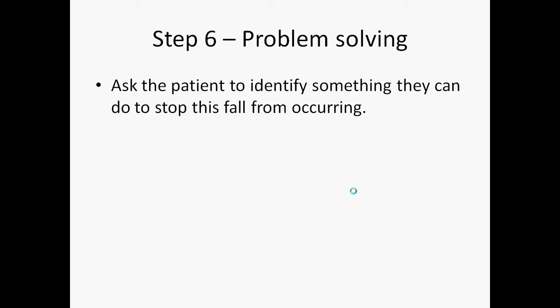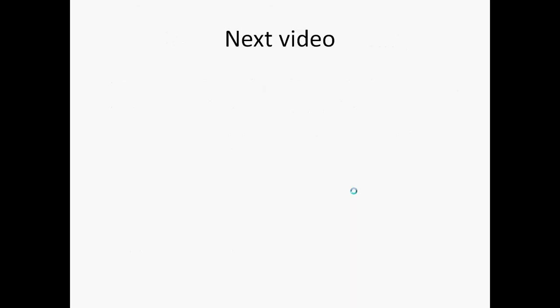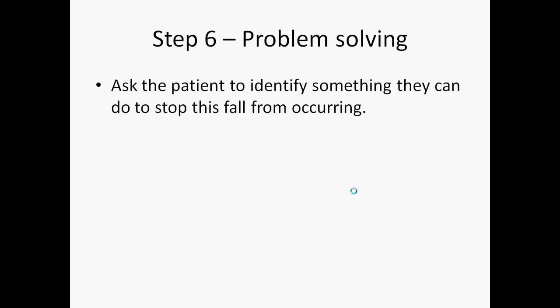Then, ask the patient to identify something they can do to stop this fall from occurring. This is not a process of you telling the patient what you think they should do to stop falling over or to reduce their risk of falling over. This is a process of asking the patient to think about it for themselves and to come up with strategies for themselves that they think will be effective for prevention of falls.